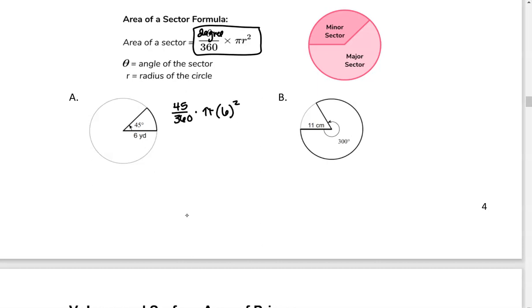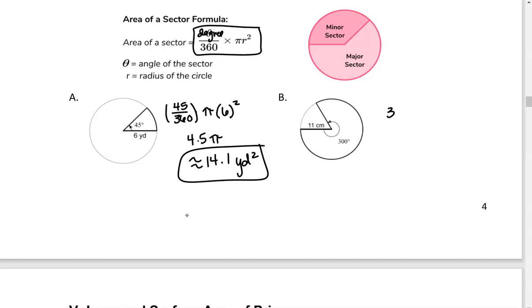So in our calculator, we're going to do in parentheses the 45 over 360, and that gives us 0.125, and then we're going to take that times 36 because that's what 6 squared is. And this is the 4.5 pi, that's our exact answer. And then if we put that into our calculator and multiply by pi, we get approximately 14.1, and that is yards squared for the area of just that little slice.